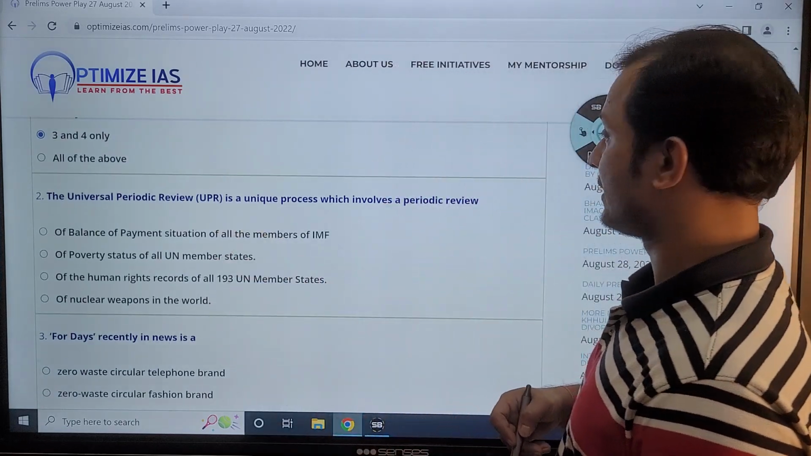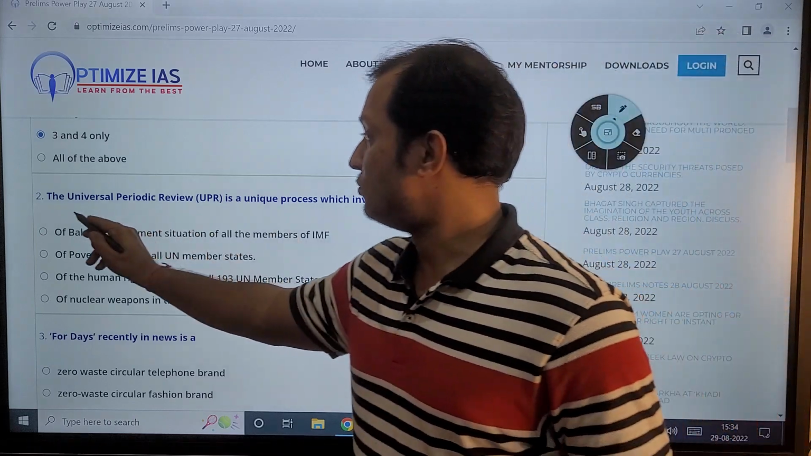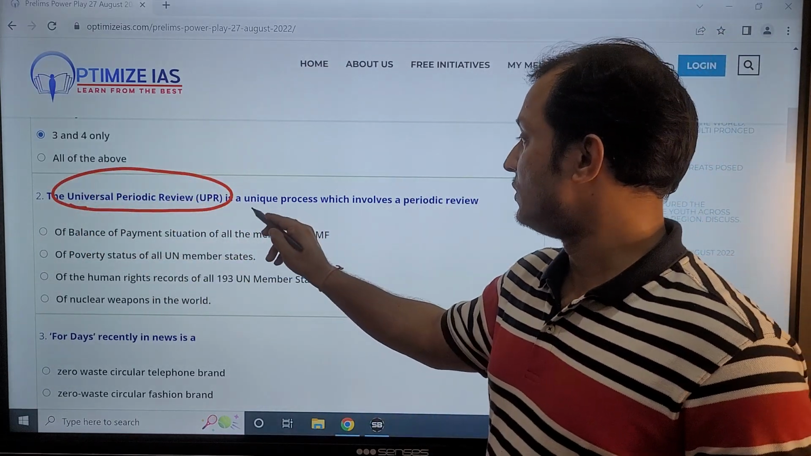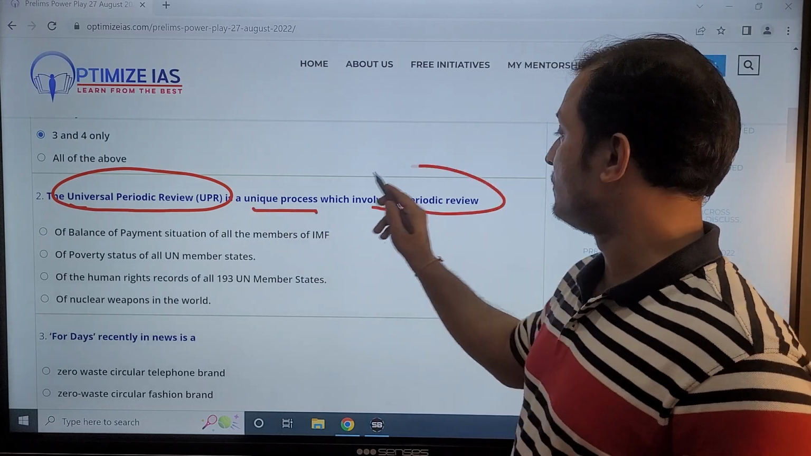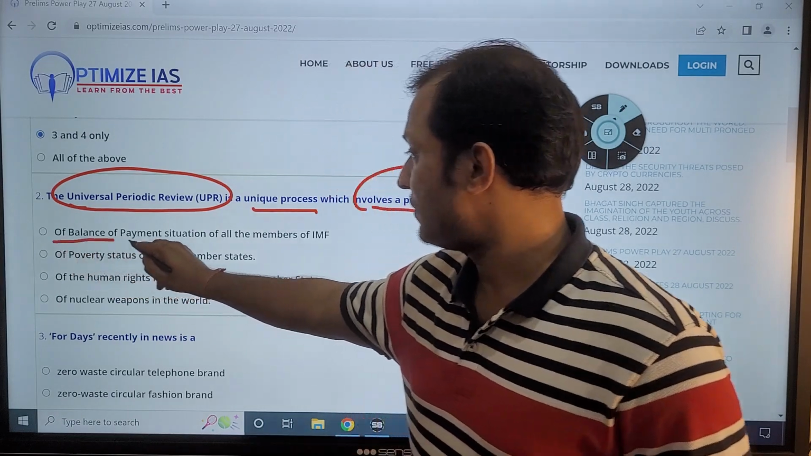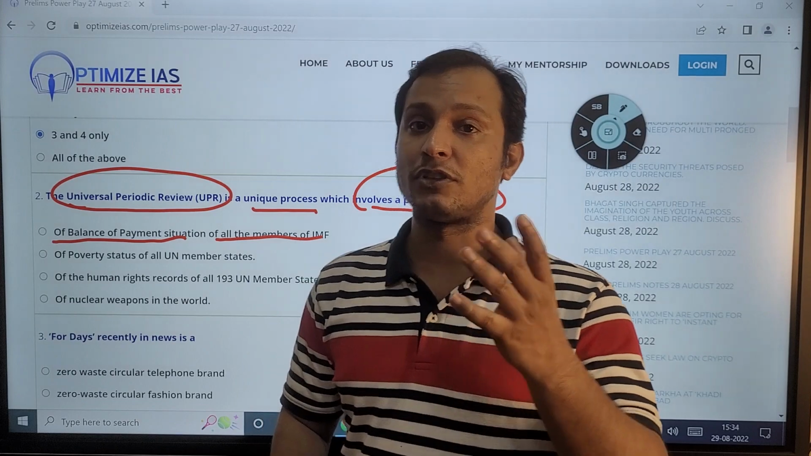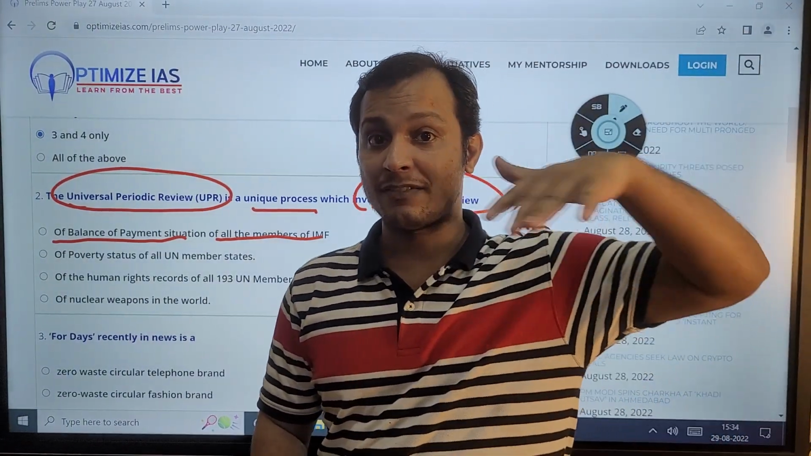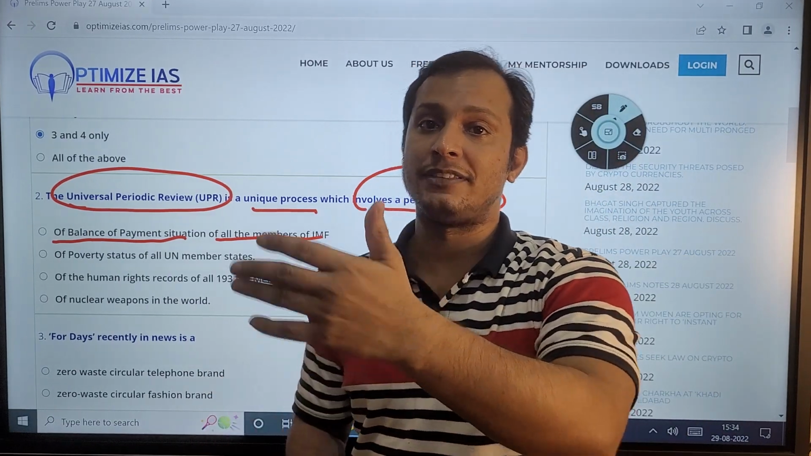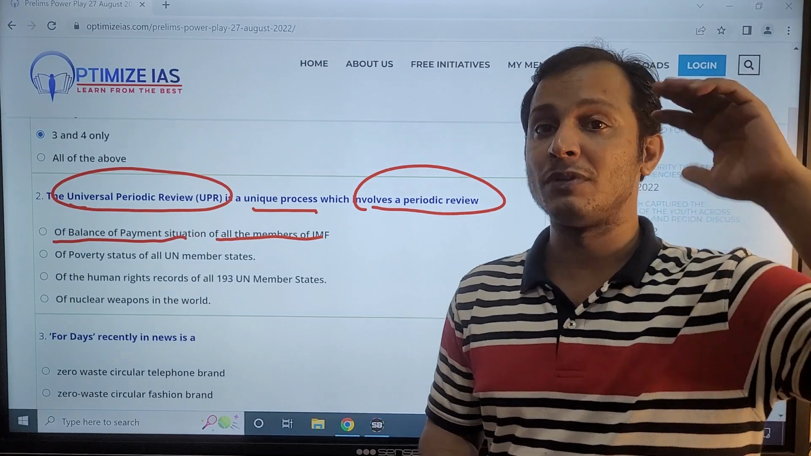Let us read the second question. The second question is on the universal periodic review. Universal periodic review is a unique process which involves periodic review of what? Of the balance of payment situation of all members of IMF, because IMF, you all know, is responsible for surveillance of the BOP situation. You see how Sri Lanka is facing a BOP crisis. Even Bangladesh is facing a BOP crisis, and these countries are getting help from IMF.